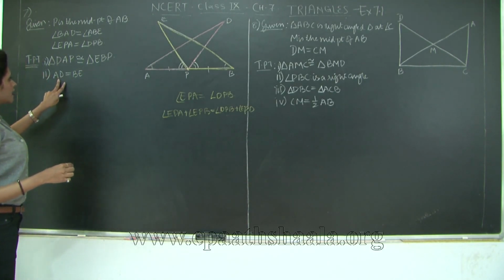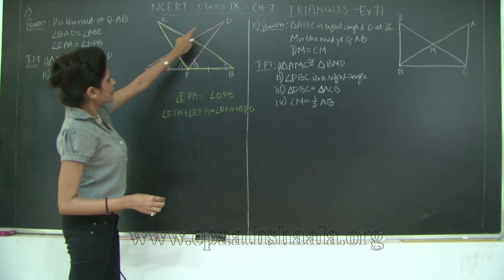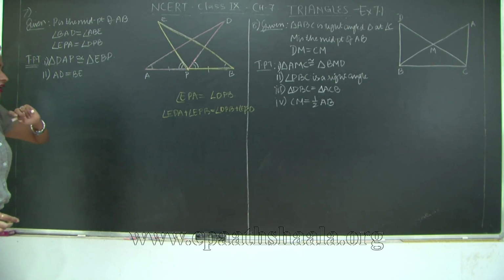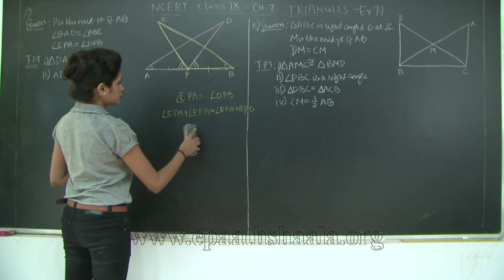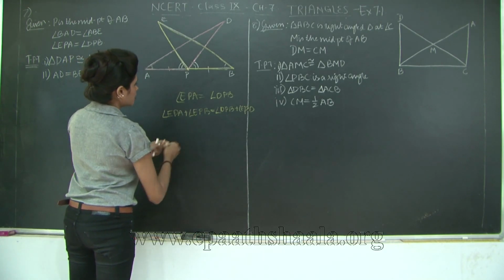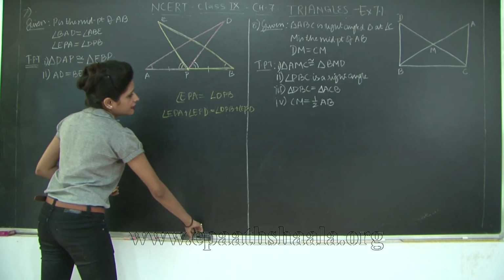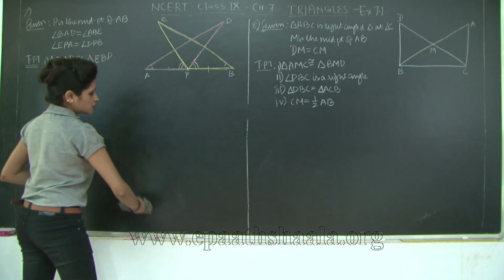Now, we also need to prove that AD is equal to BE. So, AD will obviously be equal to BE. Why? Corresponding sides of congruent triangles. So, let's go ahead and prove this now. We will anyway rewrite this, so I am erasing this section for now because this was just for explanation.